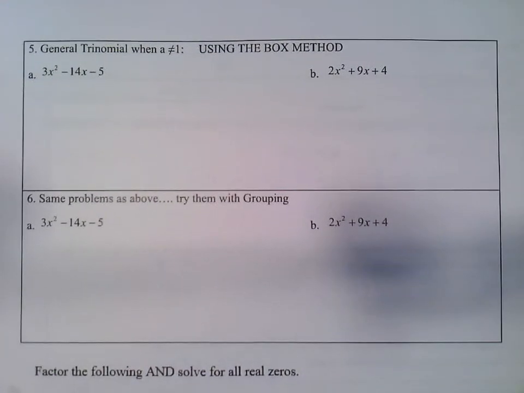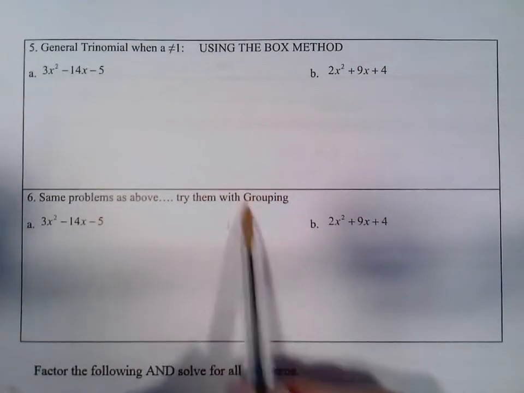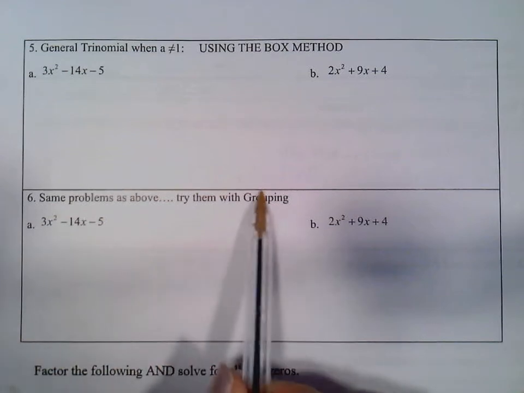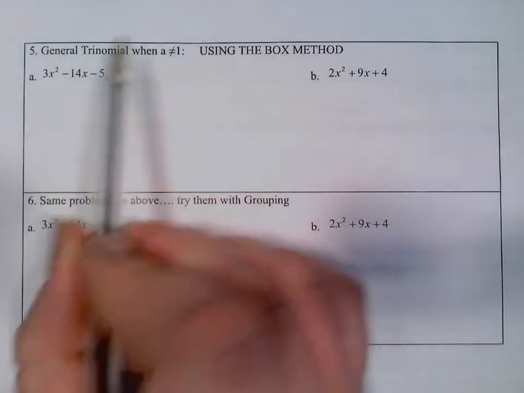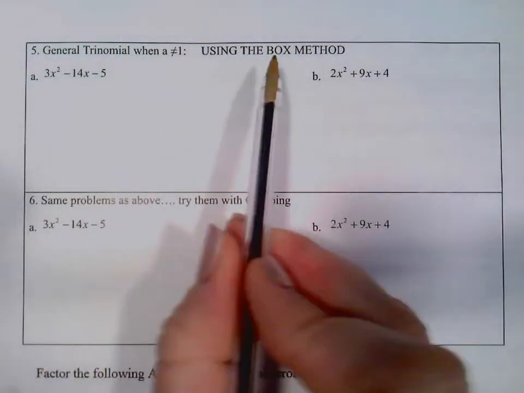All right, so two more strategies to go over. And actually, the grouping method we're going to go over optionally today, but we're going to look at it more next class. So the last one you learned in Algebra 2 was called the box method.